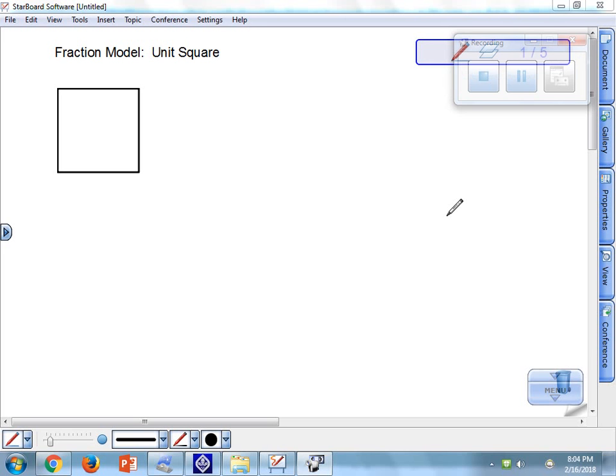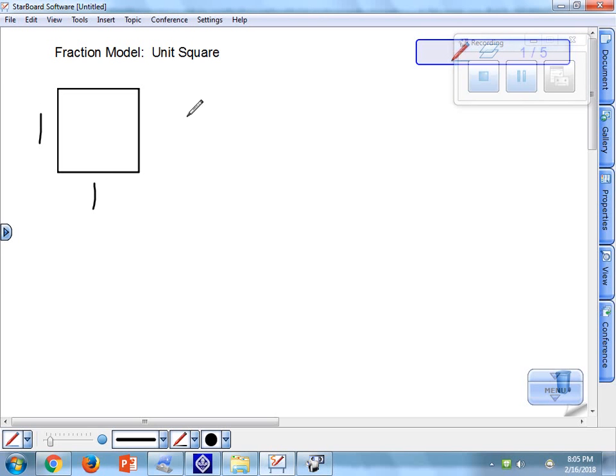This presentation will be a summary of a lecture that I did on introducing fractions and the terminology associated with them. We're going to start by looking at our basic model for talking about fractions, which is a unit square. Notice that the dimensions of the unit square are 1 by 1.